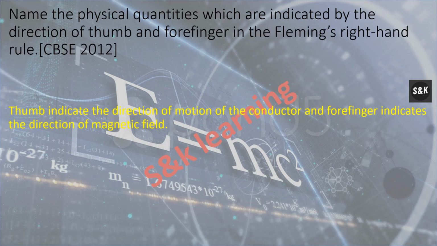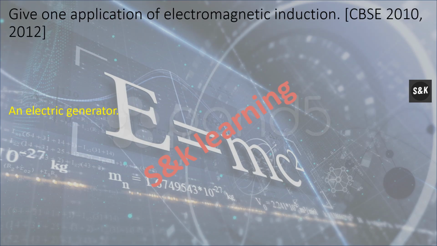Name the physical quantities which are indicated by the direction of thumb and forefinger in Fleming's left hand rule. So, thumb indicates the direction of motion of the conductor and forefinger indicates the direction of magnetic field. Give one application of electromagnetic induction: the electric generator.